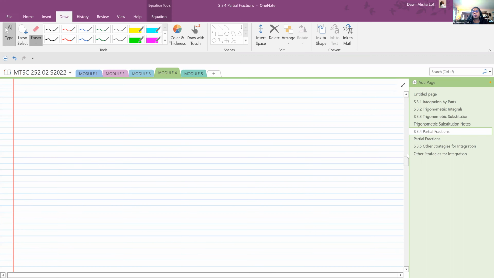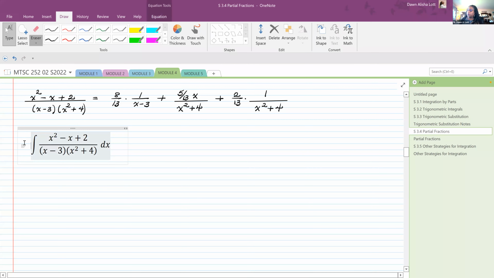Okay. So my original problem now becomes the integral. Let's pull out the 1/13. And then we're going to get the integral of 8 times 1 over x minus 3. Well, actually, we can integrate it. We don't need to go through all that. Let's just integrate it. So we're still going to get an 8, but we're going to get a natural log of the absolute value of x minus 3.